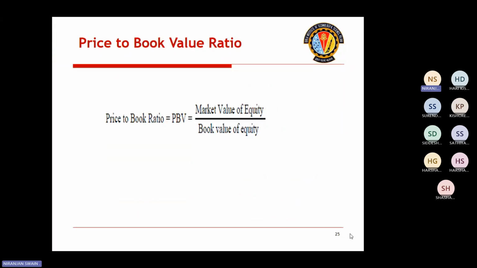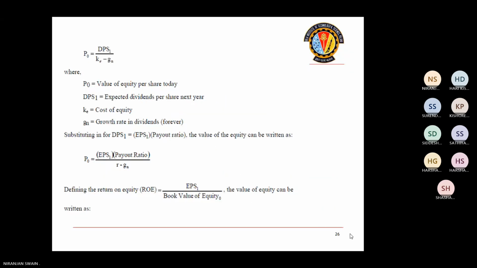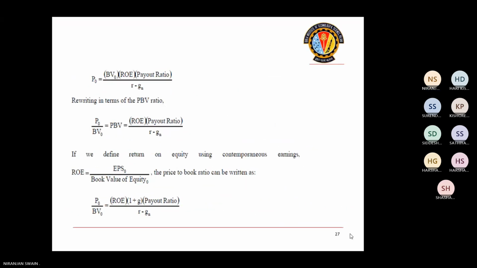Now come to the price to book value. This is also one multiple which is used frequently: the market value of equity divided by the book value of equity. Because the fundamental is DPS 1 divided by K minus G, now you have to define the return on equity. Return on equity is equal to EPS 1, that is EPS 0 into 1 plus G, divided by book value of equity 0. Now, if you do it, the net will come: price to book value is equal to return on equity into 1 plus G into payout ratio divided by R minus G. This is the constant growth model.